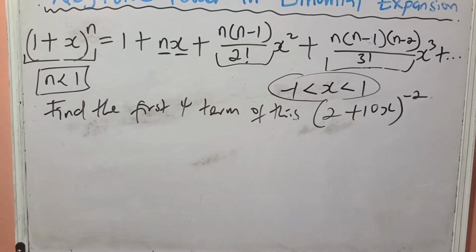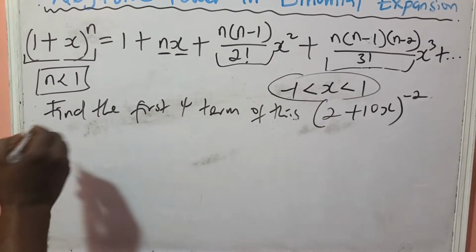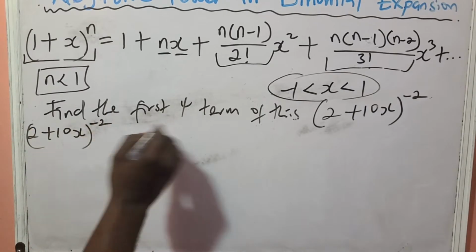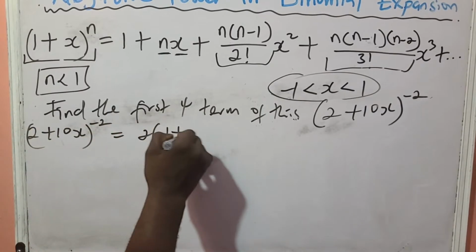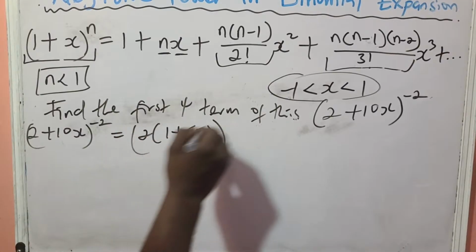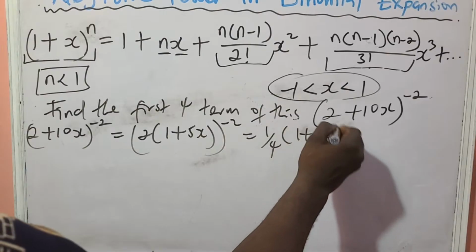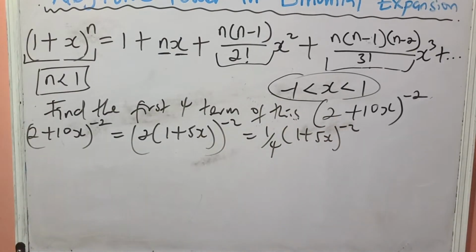All right, so let's do this. Now again, I'm sure you know the first steps are very easy because we have done that one. We took a while to do that. So we have 2 plus 10x raised to the power minus 2. What do we do? We bring out 2. We have 1 plus 5x, everything raised to the power minus 2. So we have 1 over 4, 1 plus 5x raised to the power minus 2. Simple. This is the first thing we have to do. Now, we have done this for some while now in this class. So let's go on now to establish the other parts.